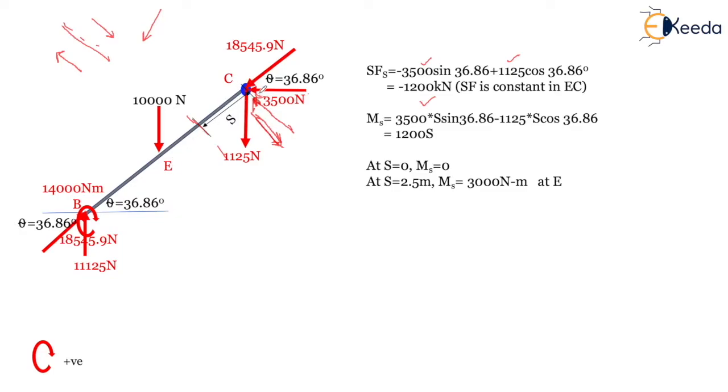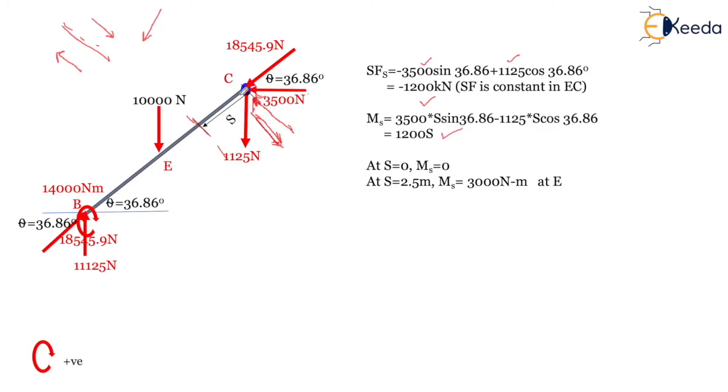Now what will be the moment? Okay, so for the same case we will again consider the same forces and we will calculate the moment. So moment is nothing but this 3500 load, again we'll take its component. So 3500 into s, for this particular distance, s sine of 36.86 minus 1125 s cos of 36.86. Okay, so we'll arrive at the equation 1200 s.